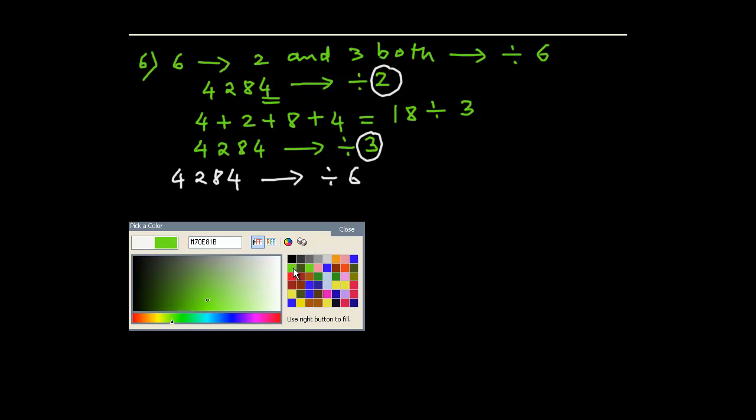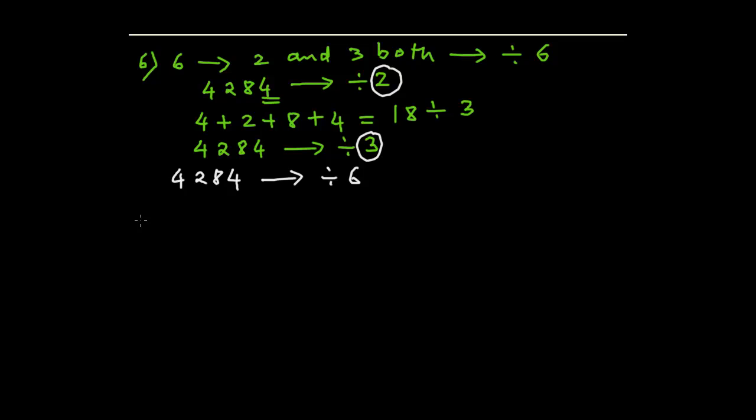Now the next is the divisibility rule for 9. It is the same as the divisibility rule for 3. Here we have to add all the digits of the given number, and if the sum is divisible by 9, then the given number is divisible by 9.